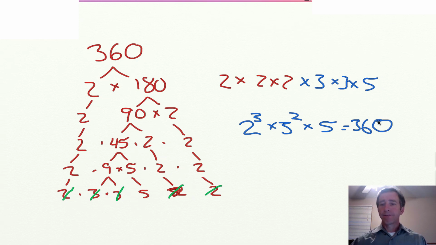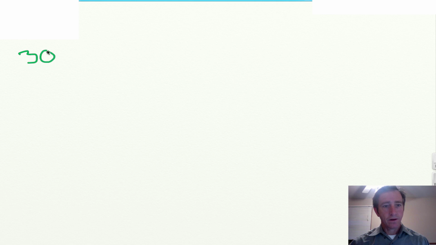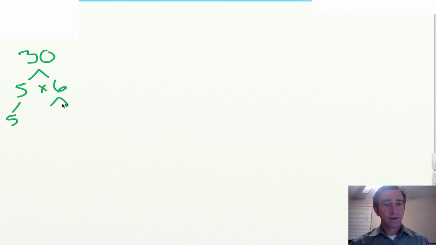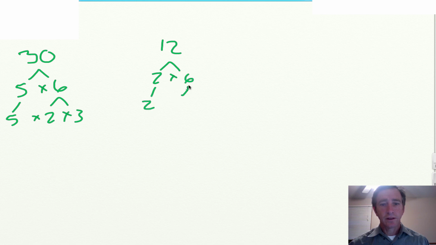Okay. Next, we're going to find the greatest common factor between 30 and 12. 30 has the factors 5 times 6, 2 times 3, and 12 has these factors 2 times 6, 2 times 3. Which ones are common?